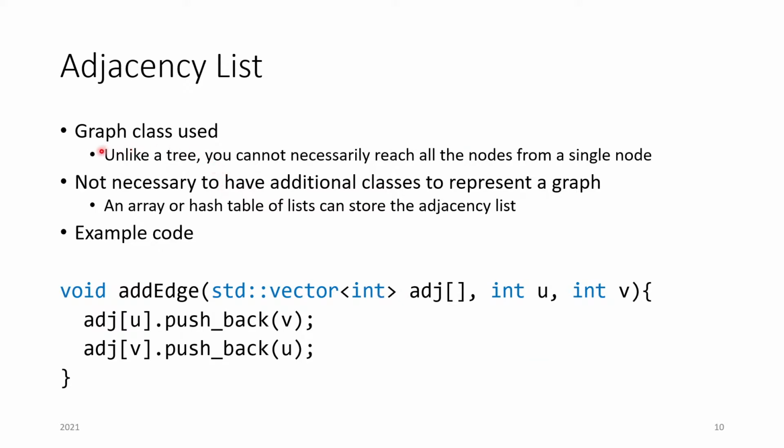So we need to use the graph class here, and the reason why we're using that graph class is because it's not necessarily that you can reach all the nodes from a single node. You don't need additional classes to represent a graph. You can use either an array or a hash table of lists, or even a simple vector in our implementation here that represents this adjacency list. And the example code for adding the edges here is actually given using that vector class, which is a standard library in C++, to store each one of these edges between two particular nodes.